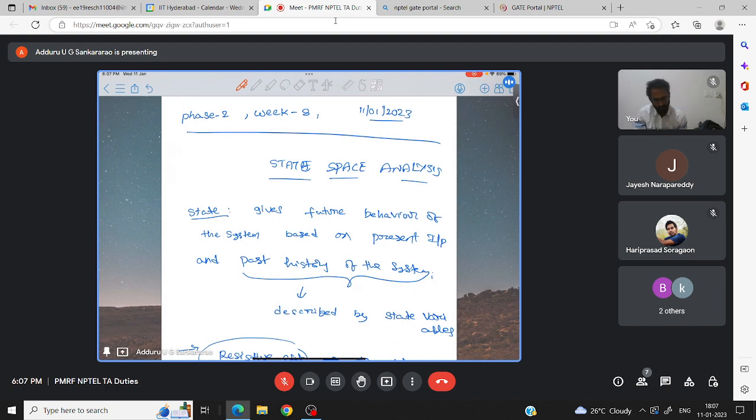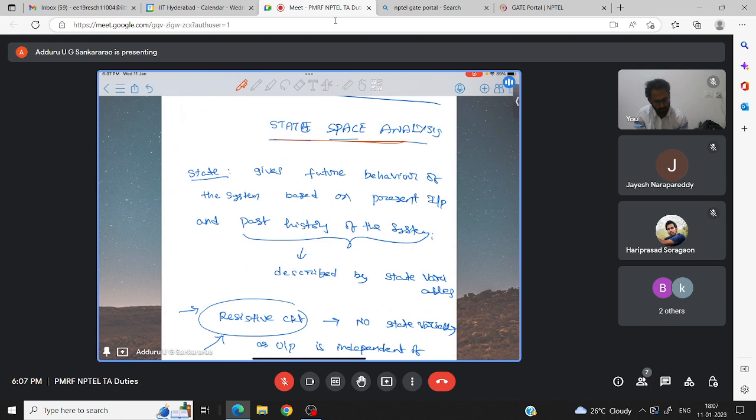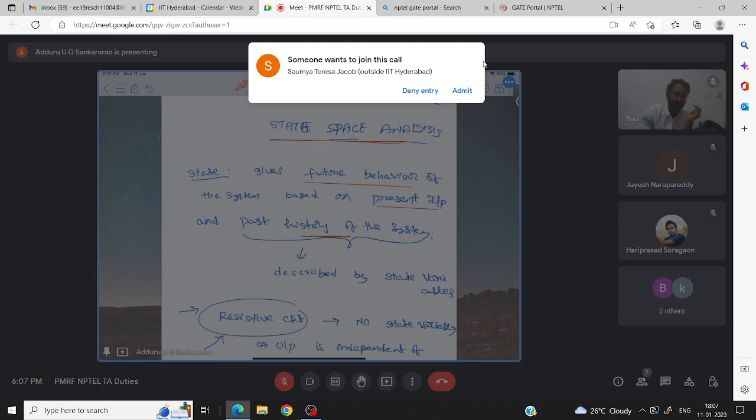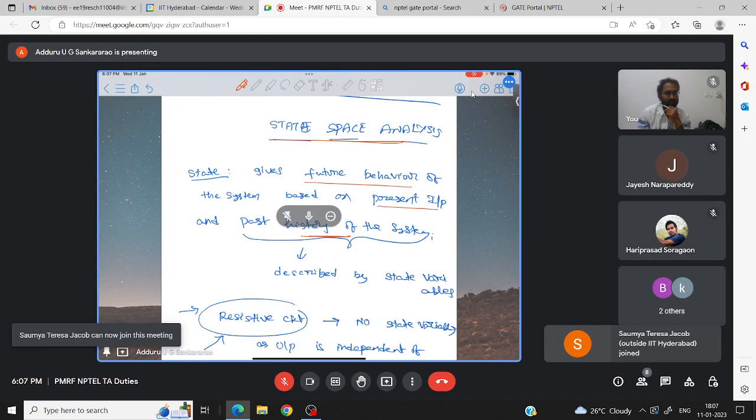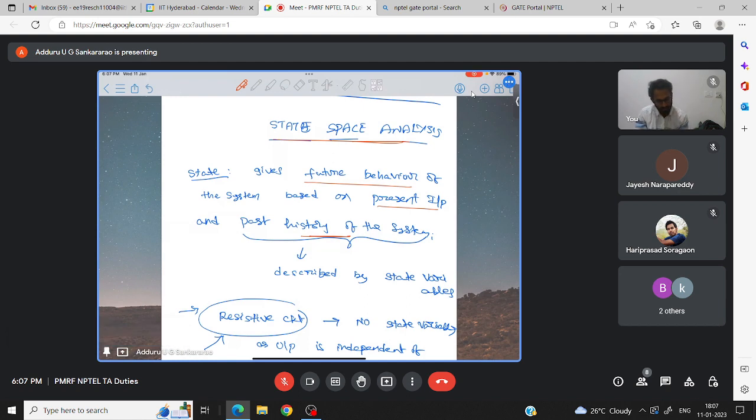Fine. So state space analysis, we'll see some basics. State gives the future behavior of the system based on the present input and the past history of the system. Okay, this you might have studied, right? In digital electronics also, you have seen the state diagrams especially for sequential circuits, right? So the output depends on what? Present inputs as well as past history of the system, that is past states, right? So this past history of the system is described by the state variables. Generally we describe the past history of the system in terms of state variables.